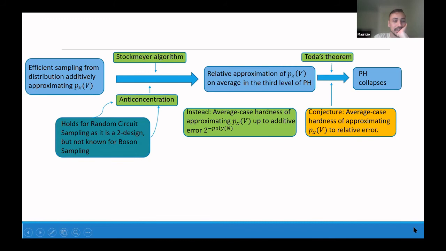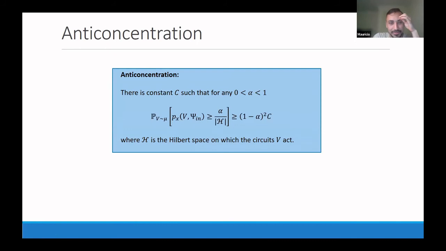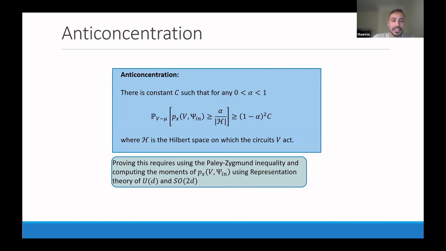So now I'll explain essentially those two results I mentioned. So what is anticoncentration? Or, well, I said what it is. I won't go into much detail of the proof, but if you're wondering how we prove it, you can ask me. The idea though is that we strongly use representation theory in the proof.